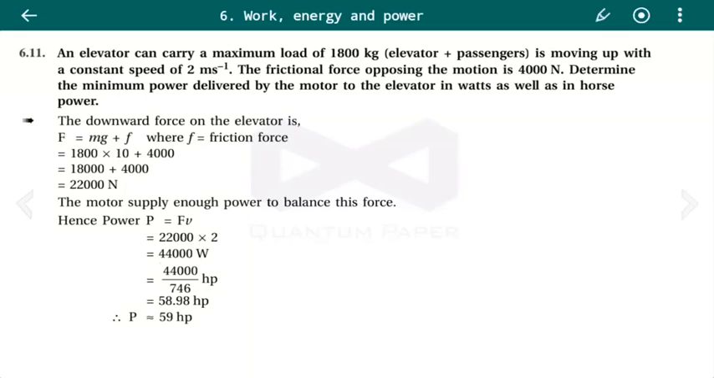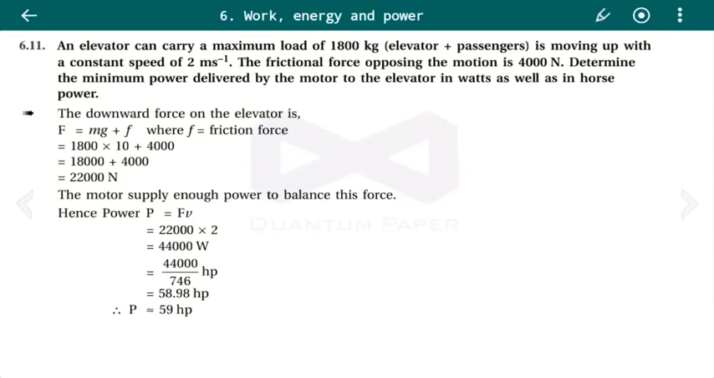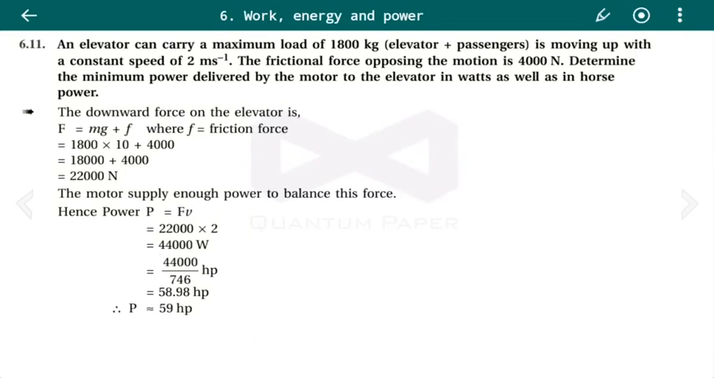Now illustration number 11. An elevator can carry a maximum load of 1800 kg, that is elevator plus the passengers. It is moving up with a constant speed of 2 meter per second. The frictional force opposing the motion is 4000 Newton. Determine the minimum power delivered by the motor to the elevator in watts as well as in horsepower.